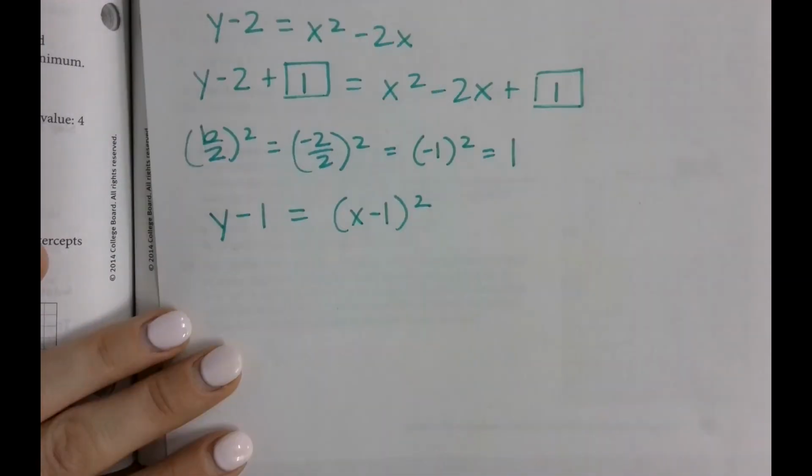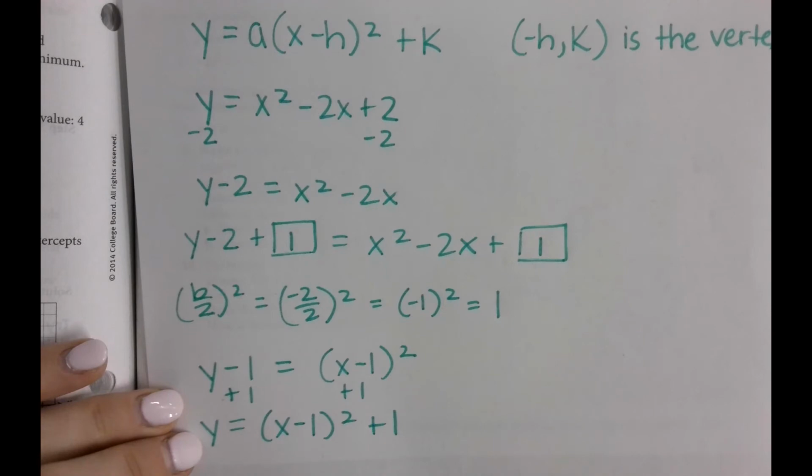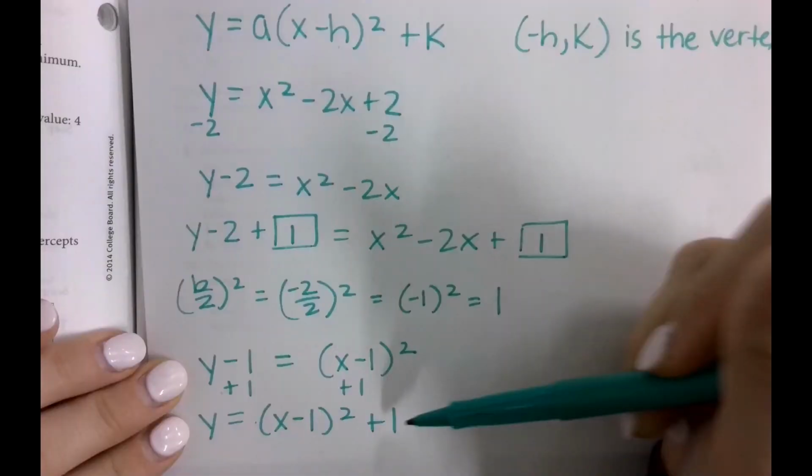All right, the only difference now is this. Now I just want to move my constant back over to the other side. So I'm going to add 1 to both sides. y equals x minus 1 squared. a equals 1 because there's nothing in front of the parentheses, so that's like that invisible 1. x minus h, x minus 1, plus 1, we're in that vertex form.